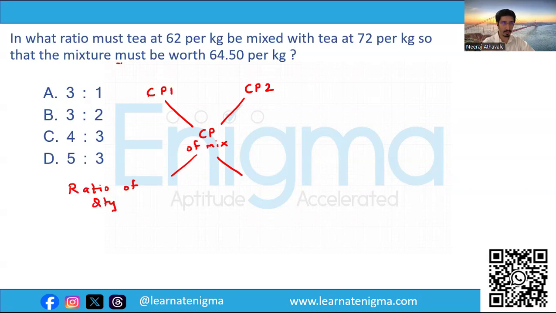Now, when it is mentioned here, the mixture must be worth 64.50 per kg, that is nothing but the cost price of the mixture. So remember these wordings as well. So let's now do it.